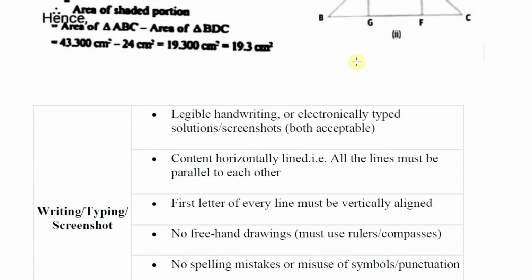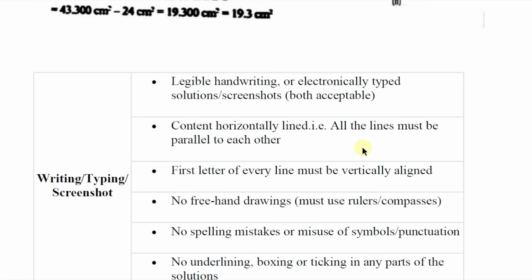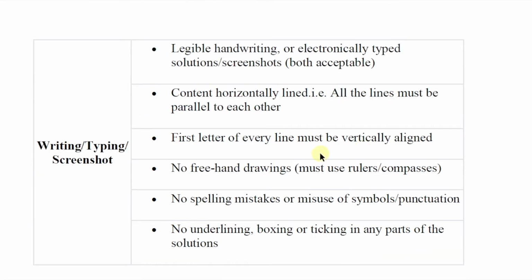Next, we'll see the writing, typing or screenshot. Legible handwriting or electronically typed solutions or screenshots, both acceptable. Content horizontally aligned, that is, all the lines must be parallel to each other. First letter of every line must be vertically aligned.